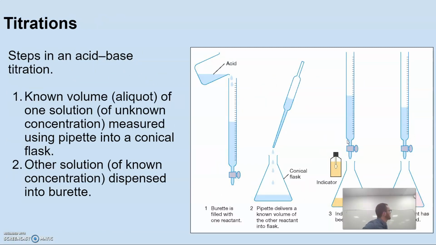Okay, steps. We want a known volume aliquot of one solution of an unknown concentration, using a pipette into a conical flask. Or, as I said, we'll put our standard into the pipette. So it's one or the other. Two ways of doing it. We put the other solution of known concentration, or vice versa, dispensed into the burette. There's actually some steps we do before we do this. Any guesses as to what we do before filling them up?